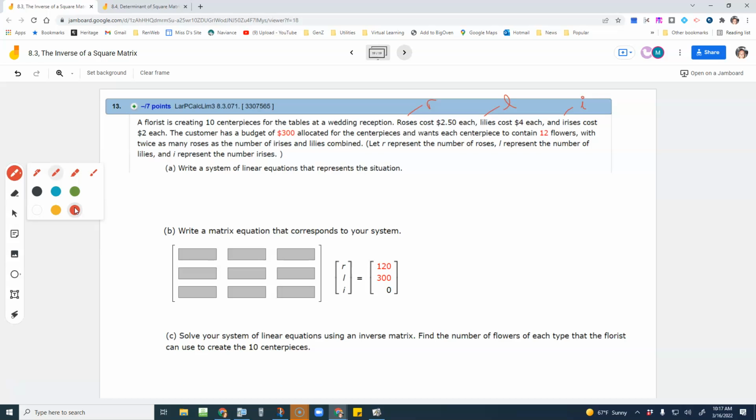A florist is creating 10 centerpieces, for health, mental, emotional, spiritual. Fight against it. Okay, here we go.